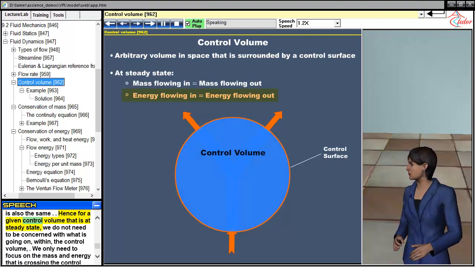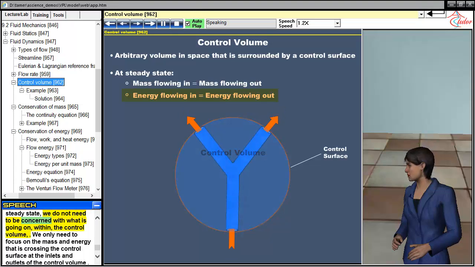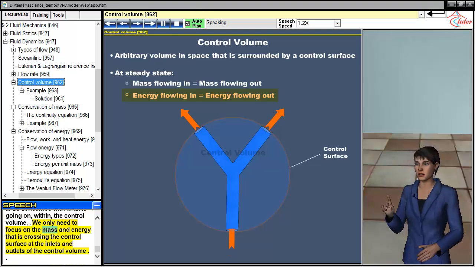Hence, for a given control volume that is at steady state, we do not need to be concerned with what is going on within the control volume. We only need to focus on the mass and energy that is crossing the control surface at the inlets and outlets of the control volume.